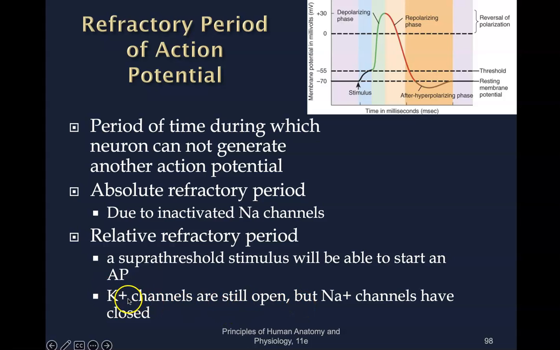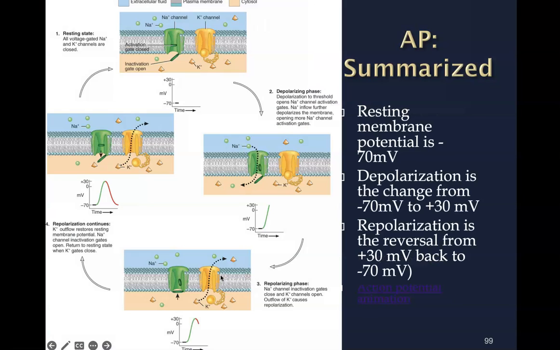So again, the potassium channels are still open, but the sodium channels have closed, and now it's just their activation gates that are closed. Okay, but the inactivation gates in this relative refractory period are actually open. It's just the activation gates that are closed. Okay, if that makes sense.